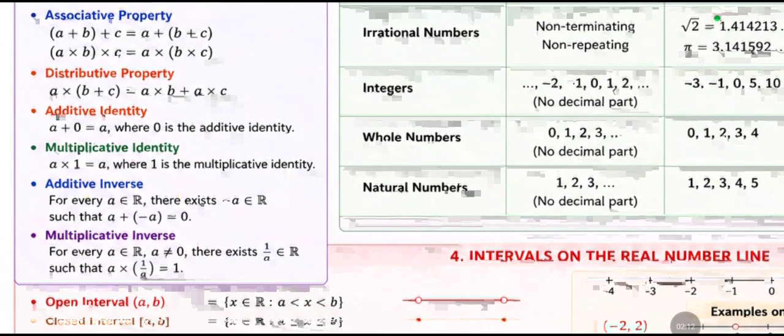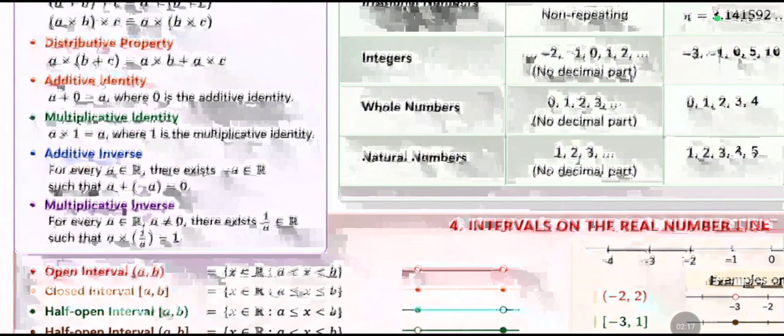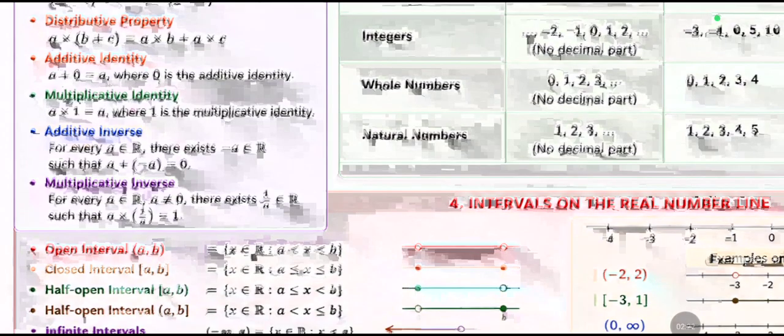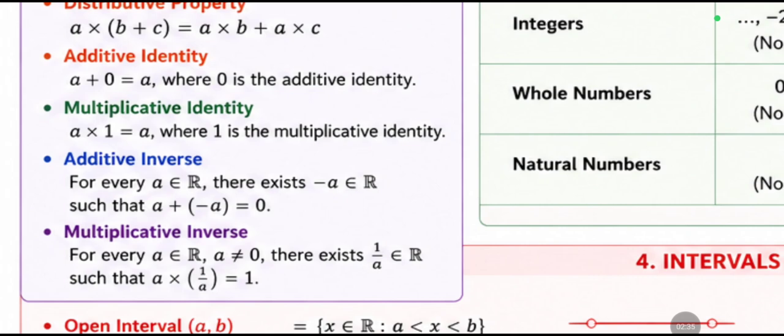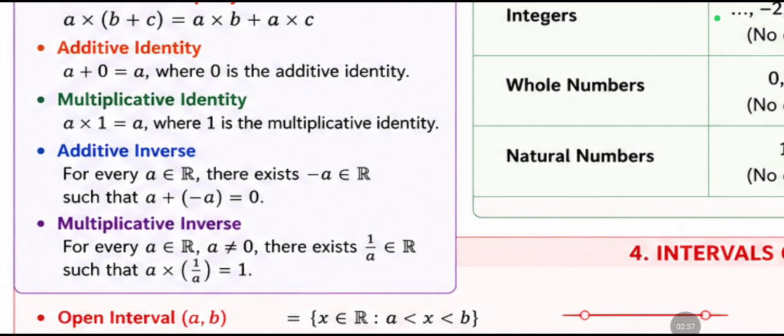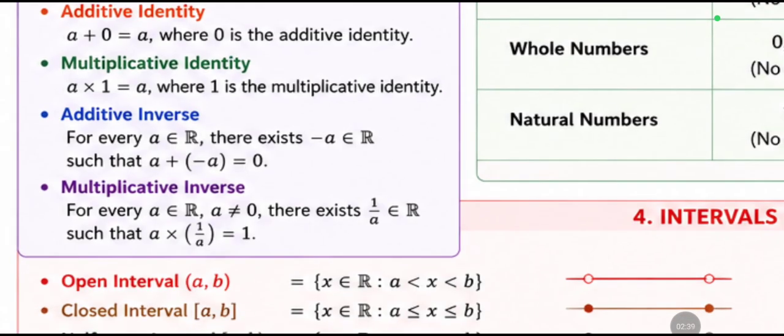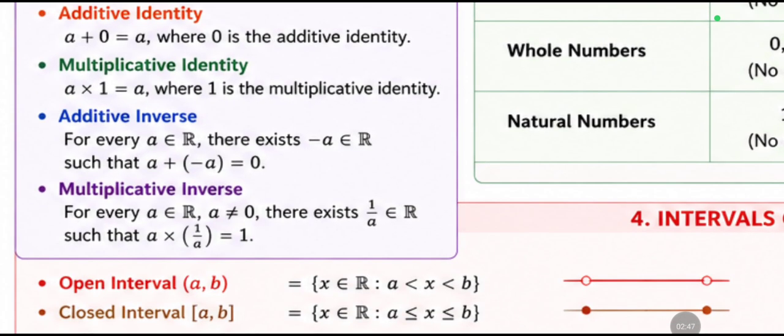Now distributive property. Distributive property is a into b plus c equals a into b plus a into c. And additive identity. 0 is called additive identity. That means if we take any number of the real number system and add 0 to it, the result is the same number. That means a plus 0 equals a. And multiplicative identity. 1 is called multiplicative identity. It means if we multiply any number by 1, the result will be the same number. Means a into 1 equals a.